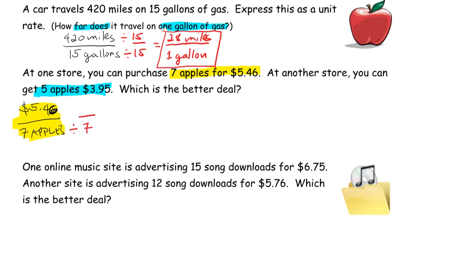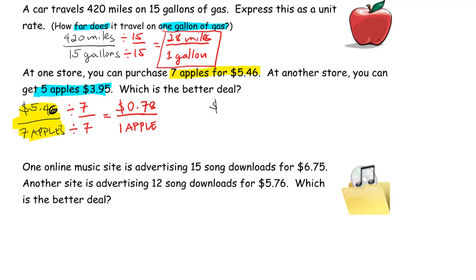And again, so that I'll not be changing the value of this rate, I will also divide the numerator by 7. So this gives me 1 apple. So essentially, the unit rate gives me the price of 1 apple. So this gives me $0.78 for 1 apple. So now I will move on to my second rate.